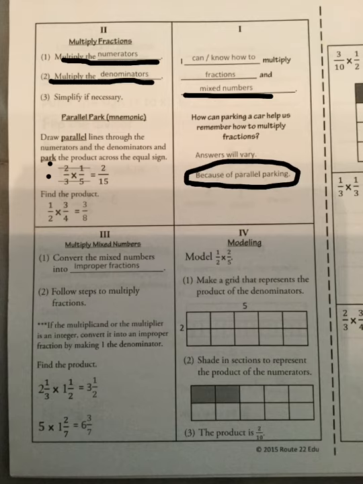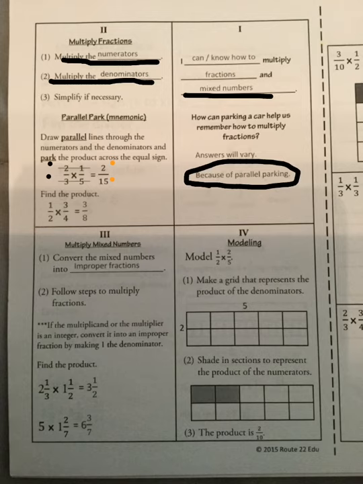So 2 times 1 is 2. So we got our answer here. And then 3 times 5 is 15. And we got our answer here for our denominator. Now we're going to find the product on this next one. 1 times 3 is 3. And 2 times 4 is 8. And there we go. We found it.